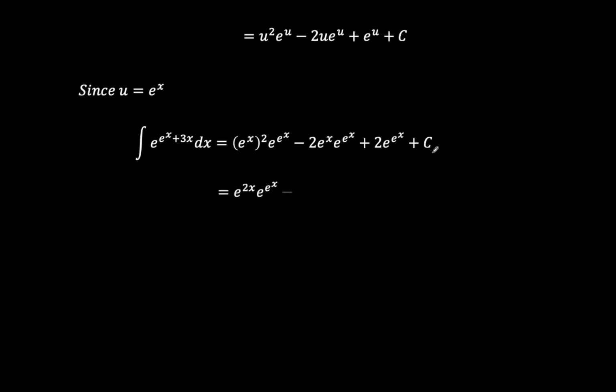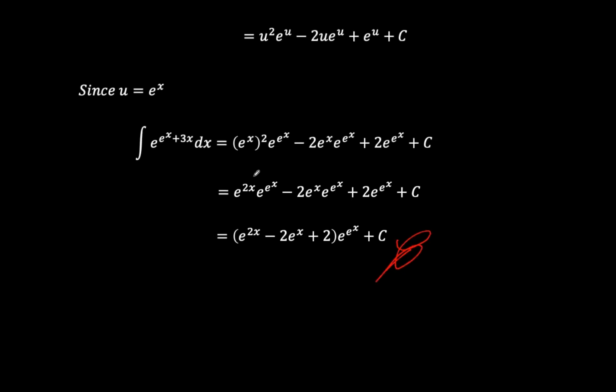We can rearrange things a little bit. This e to the power x squared is the same as e to the power 2x times e to the power x minus 2 times e to the power x plus 2 times e to the power x. Pulling e to the power x out, we have e to the power 2x minus 2 e to the power x plus c, all multiplied by e to the power e to the power x, plus the integration constant. That's what we get, and that's the final answer.